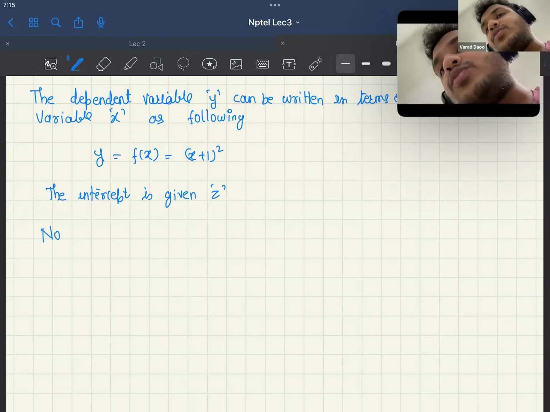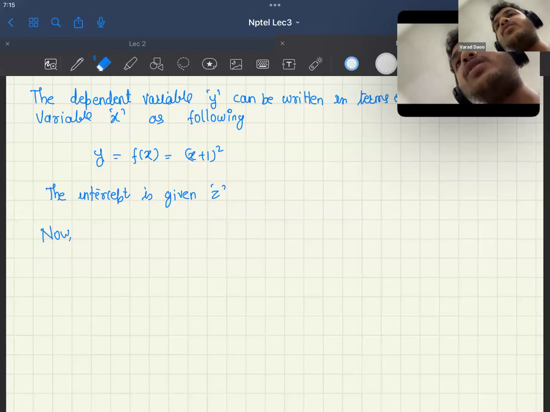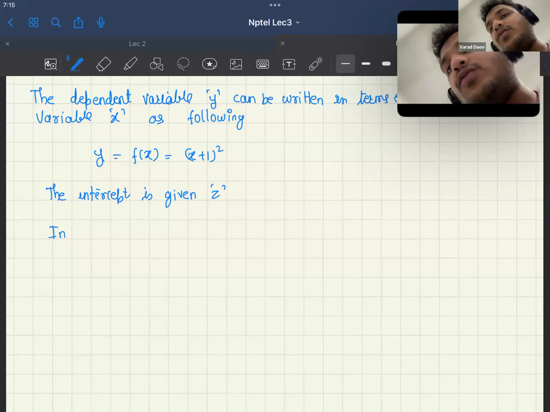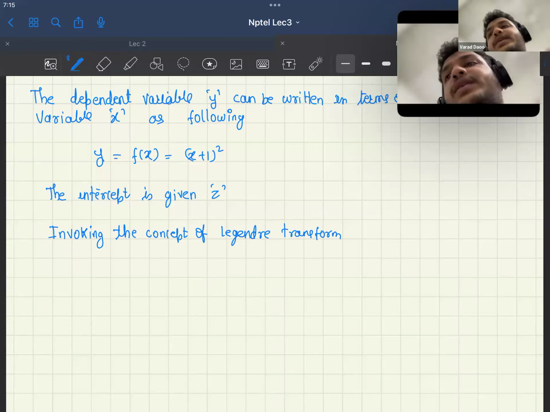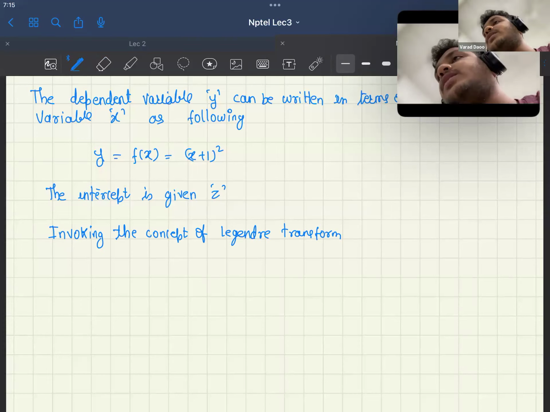Now, in Legendre transform, what do we have? Here we invoke the concept of Legendre transform. Before that, I hope the concept of Legendre transform is clear to everyone. If not, I will just give you the statement of Legendre transform.